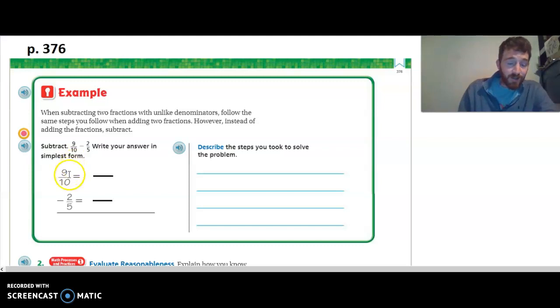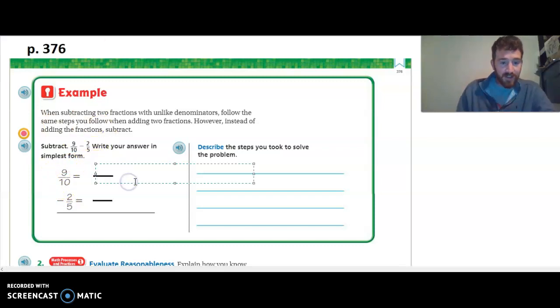In this case, we can once again get from 5 to 10, and we can keep this one the same. So sometimes that's a good first thing to look for. Can I get from the smaller number up to the larger number for the denominator? And if so, that saves me a little trouble, because here I can keep this 9/10 the same.